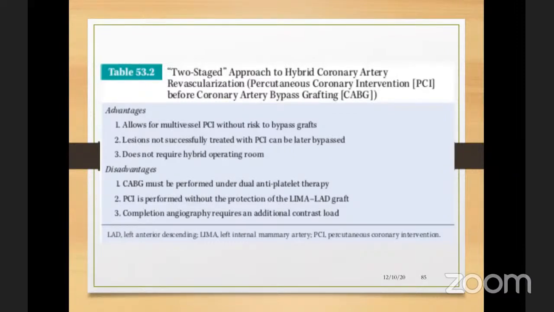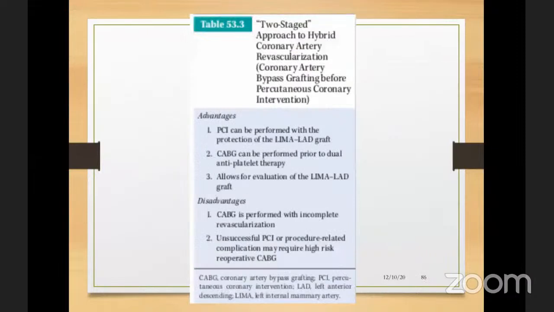So here, the disadvantages of starting with PCI followed by CABG are that the CABG must be performed under dual antiplatelet therapy, the PCI is performed without protection of the LIMA to LAD graft, and completion angiography requires an additional contrast load.